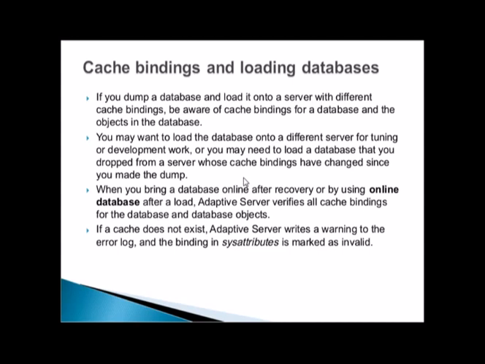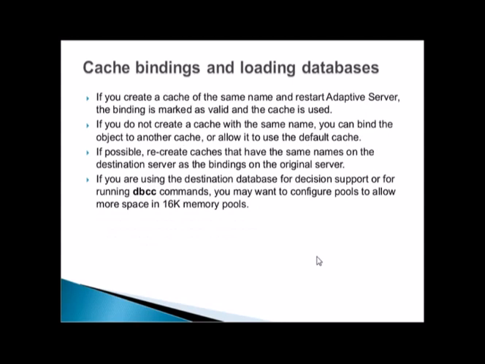If a cache does not exist, then Adaptive Server writes a warning to the error log, and the binding in sysattributes is marked as invalid. Therefore, by checking the error logs, you have an opportunity to create the cache and bind it to the database. If you create a cache of the same name and restart Adaptive Server, the binding is marked as valid and the cache is used. So you have to have that understanding of error messages and logs so that you can check what went wrong. And if it is related to cache, you can create the cache with the same name and restart Adaptive Server, so it will mark it as valid and start working.